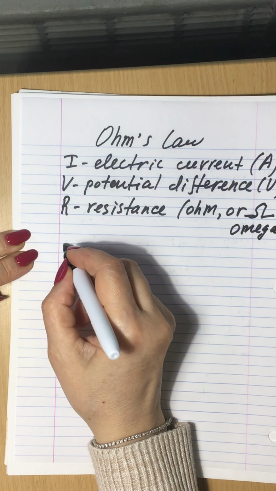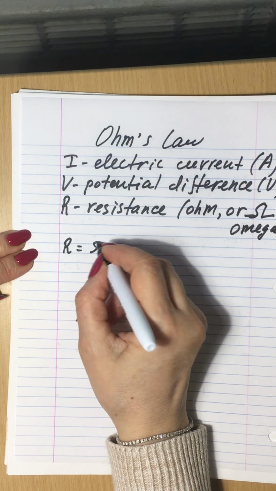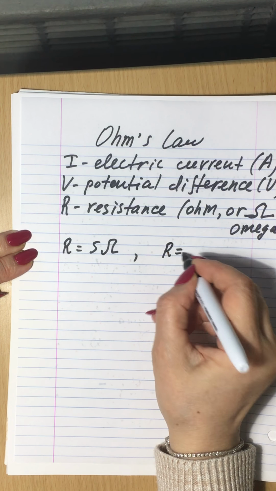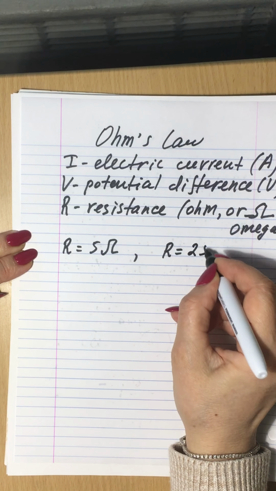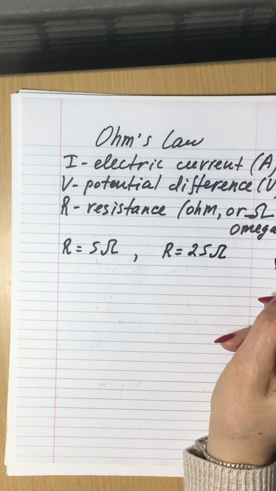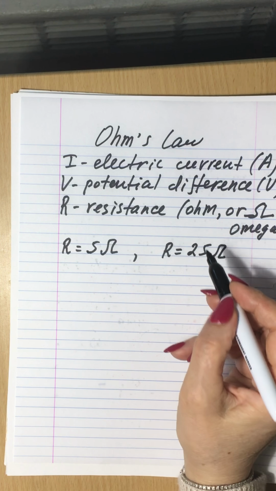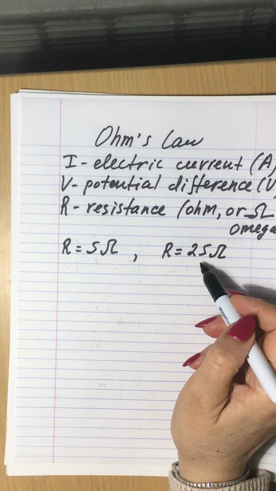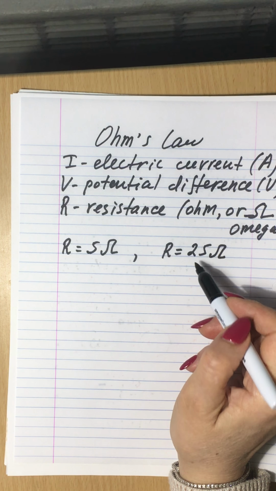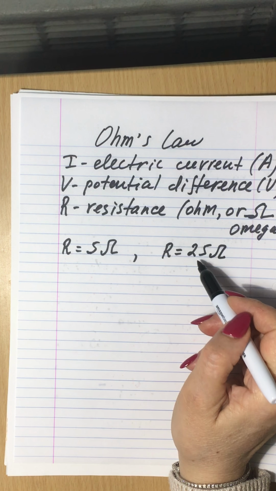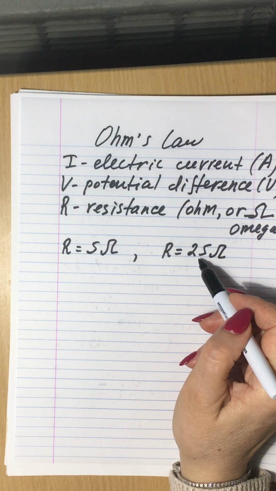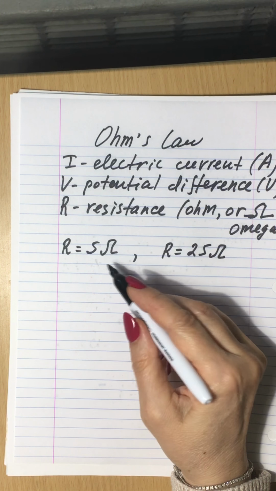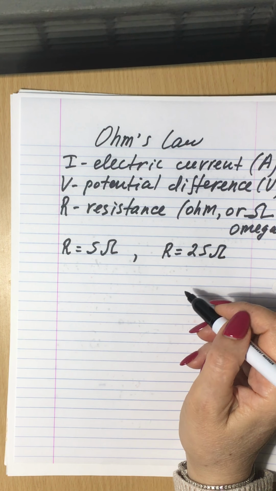So I'll give you two examples. Let's say resistance equals 5 omega, or ohms, and the second one, resistance equals 25 omega. It could be more or less the number. So through which one would it be more difficult for electrons to flow? Obviously through the higher number. So there's more opposition to the flow of electrons in the 25 ohm resistance if you compare it to 5 ohm, whereas the flow of charges would be easier.